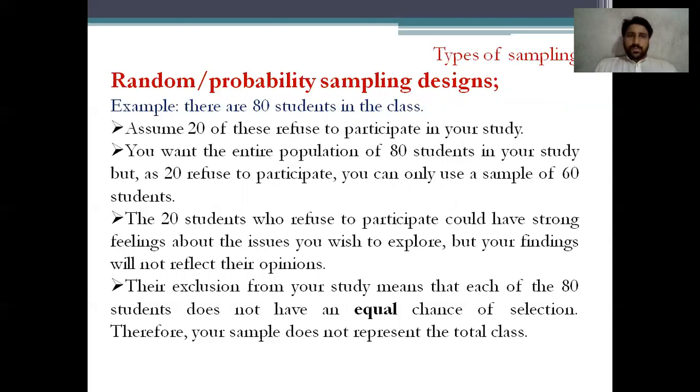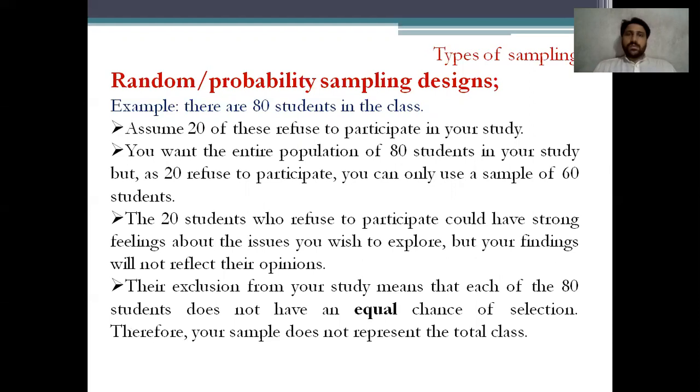If you cannot include these 20 out of 80 in the study, it means each of the 80 students does not have an equal chance of selection. Therefore, in such a case, your sample does not represent the total class. If 20 of the students are not participating in the study and you are restricted to the 60 students, then in random sampling, the inclusion criteria should be random.